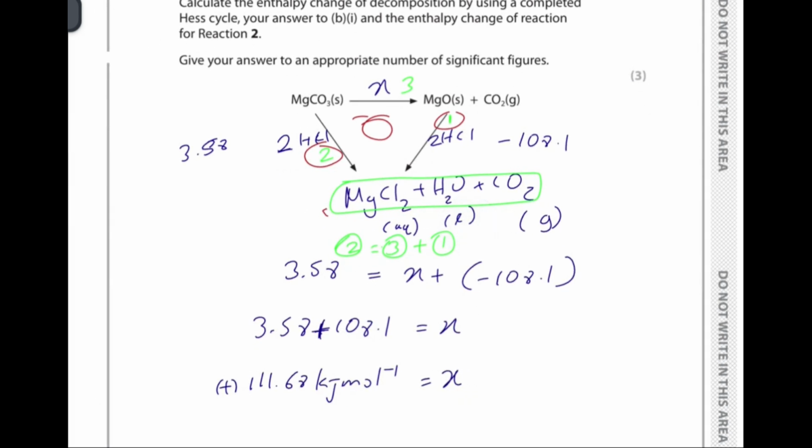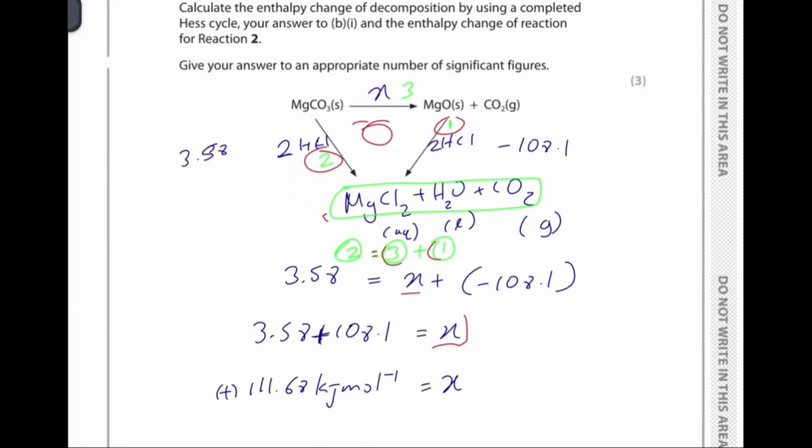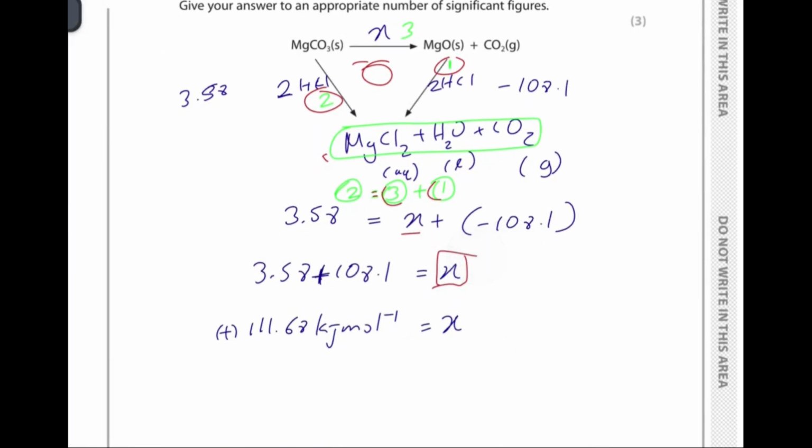Then the enthalpy change of the second reaction is equal to the sum of the enthalpy changes of reaction 3 and 1. So now we can substitute the values and solve for x. So you will get the delta RH value of decomposition of magnesium carbonate, which is 111.68 kilojoules per mole.